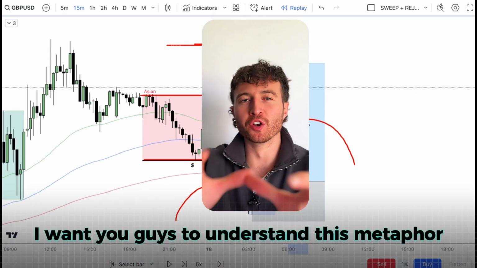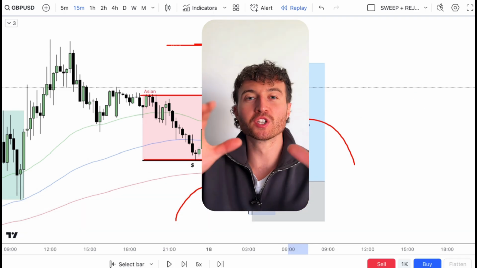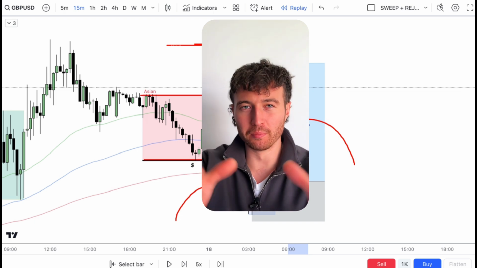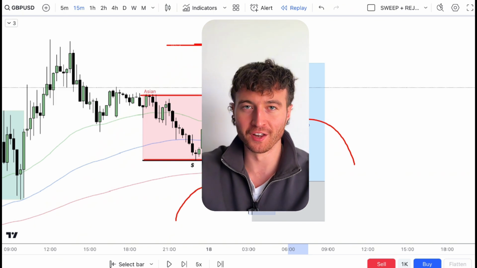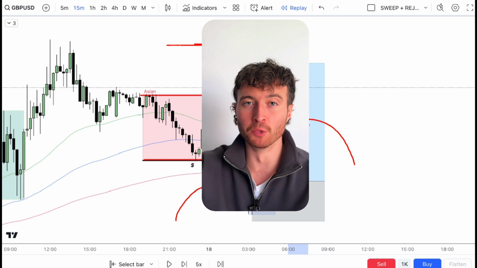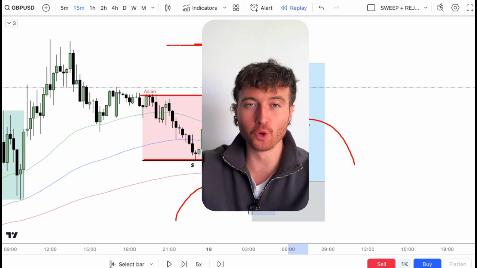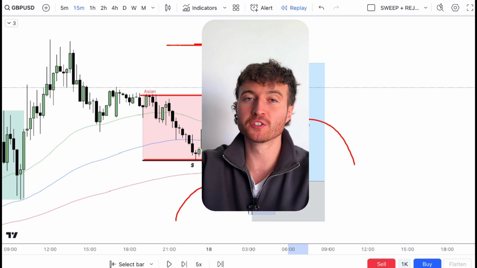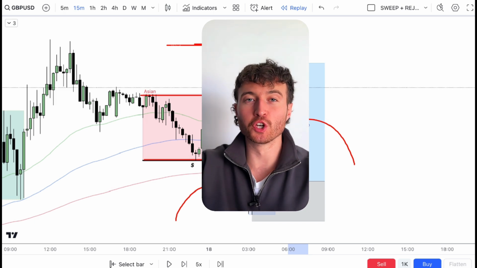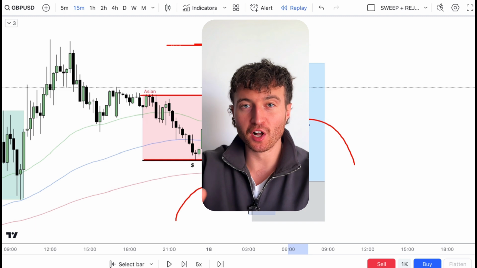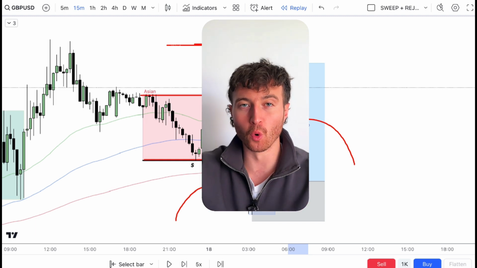I want you guys to understand this metaphor, which is the surfer and the ocean. Picture yourself standing on a beach with a surfboard in your hand. The waves crash in, some small and some massive. You yourself can't control the waves, but you can learn to ride them. Trading is just like surfing. You wait for the perfect wave, position yourself, and ride the wave accordingly.